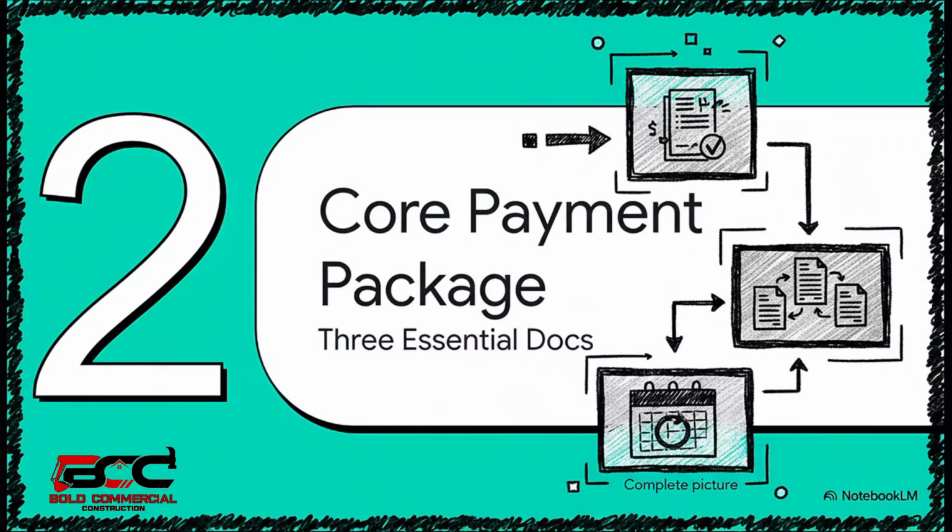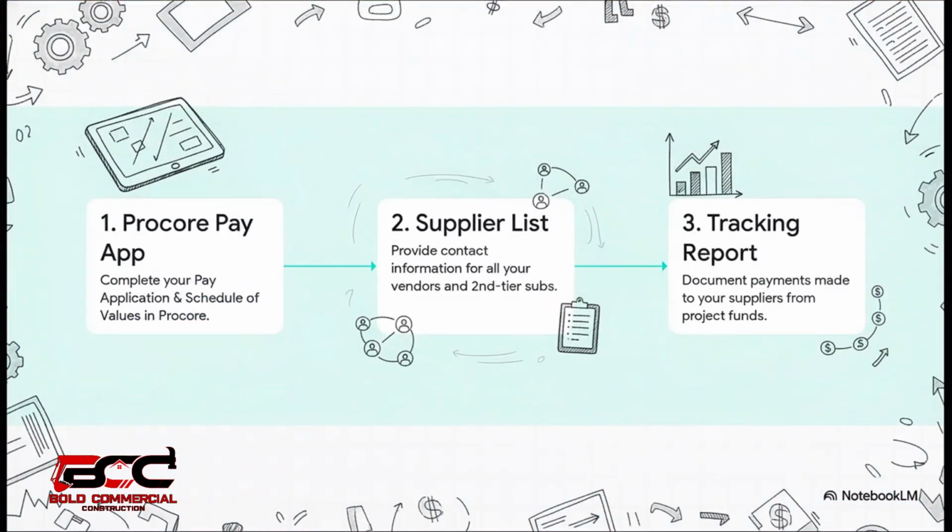Let's build your core payment package. Your entire submission is built around 3 key documents that together create a complete and clear picture of your billing for the month. Everything, and I mean everything, starts in Procore. First, you'll go in and complete your pay application and your schedule of values right there in the system. Then you're going to attach 2 other really important forms, the Supplier and Subcontractor List and the Payment Tracking Report. So let's take a closer look at those 2 attachments.